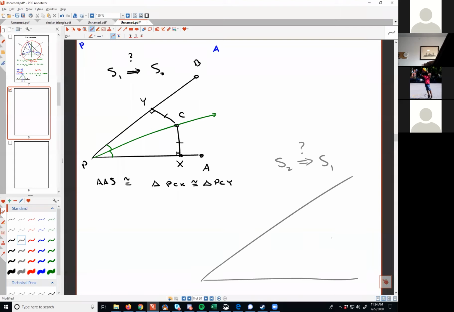This time, we're not going to assume it's on the angle bisector. We're going to say that distance is the same as.